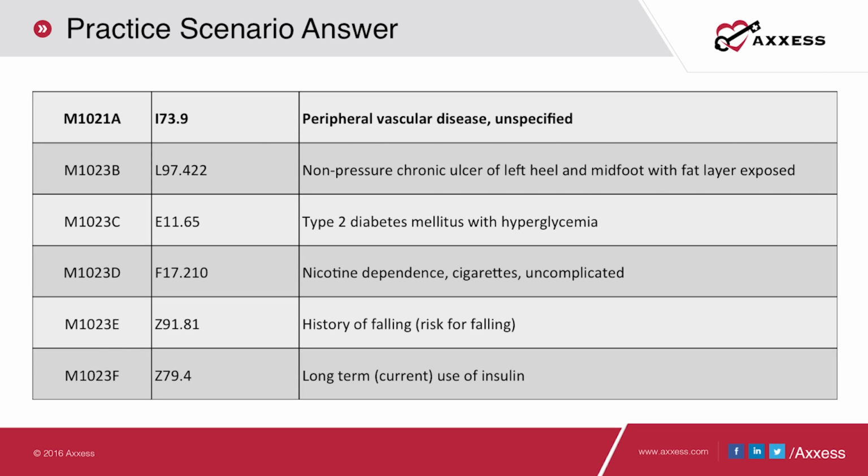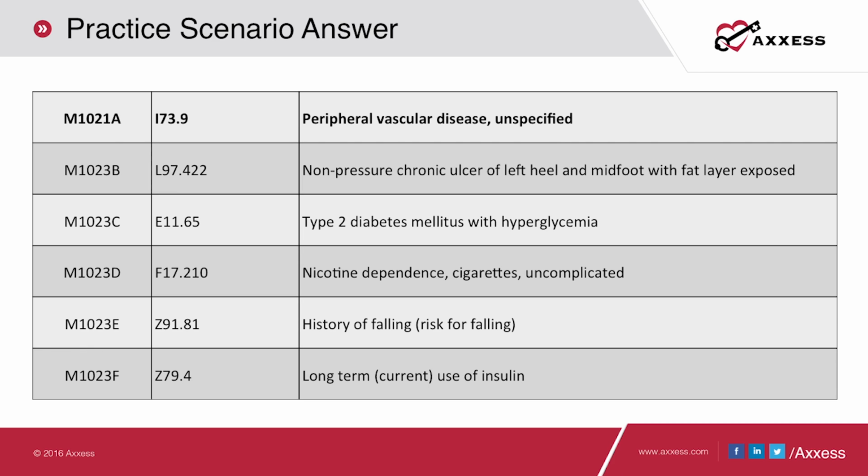So what we have in this case is I73.9, peripheral vascular disease unspecified, followed by L97.422, that's the non-pressure chronic ulcer of the left heel and midfoot with fat layer exposed. We said the patient's diabetic, but we don't know what type. There are guidelines and conventions in ICD-10 that say when you don't know the type of diabetes, your default is type 2, even if the patient uses insulin. So you have, in this case, E11.65, type 2 diabetes mellitus with hyperglycemia.